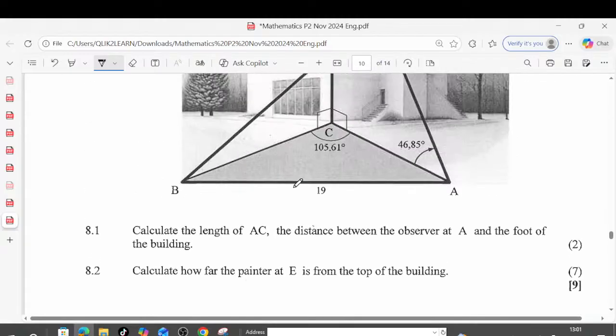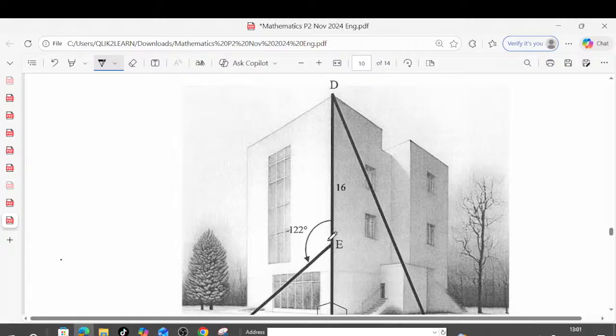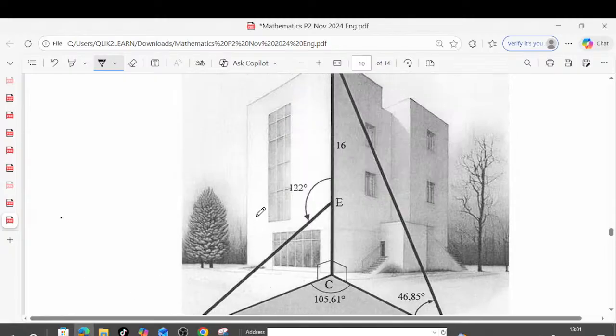Calculate the length of AC, the distance between the observer at A and the roof of the building. So, you see now, I'm just going to leave the fancy words and focus on my AC, because I know that I need to calculate AC. So they just want us to find AC. This tells you that the observer is standing at this point and another observer is standing at that point.